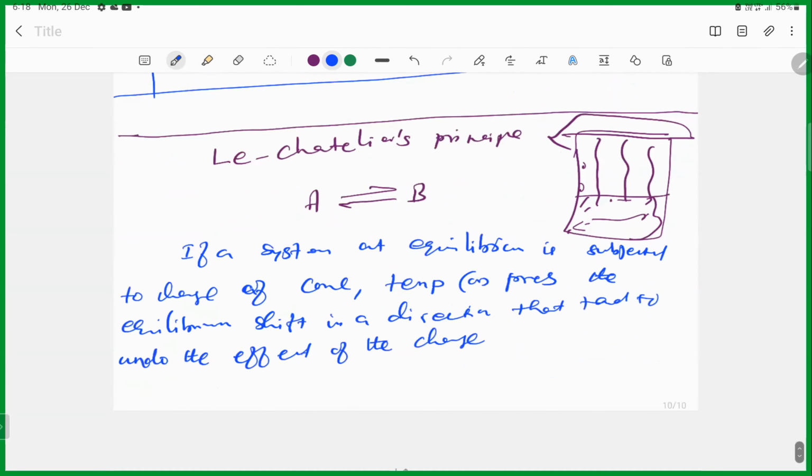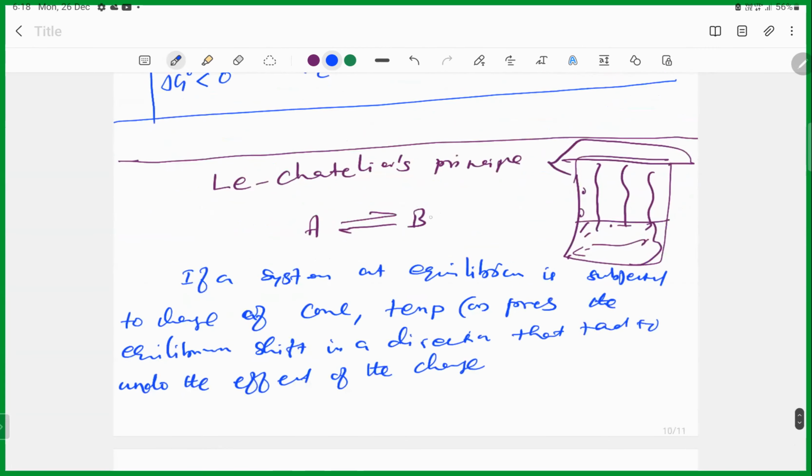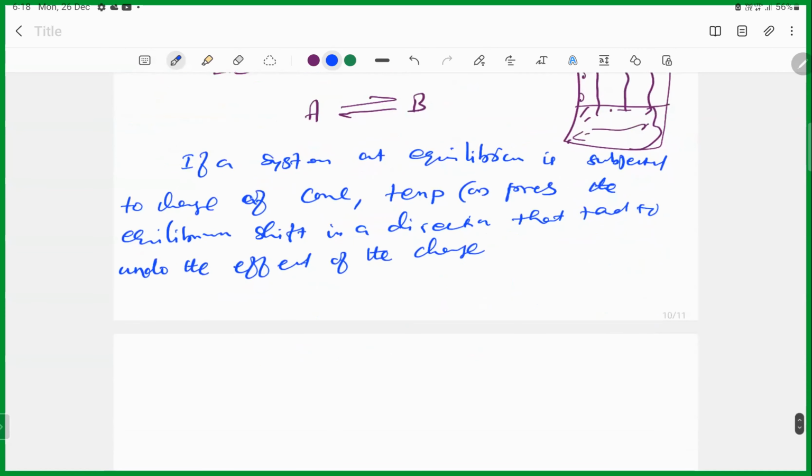So for example, you have A and B. If you increase the concentration of A, it goes to the side of B. Suppose the concentration of B is more, it comes to the side of A. So this is the forward reaction, this is the backward reaction. We'll see the effect of change in concentration.